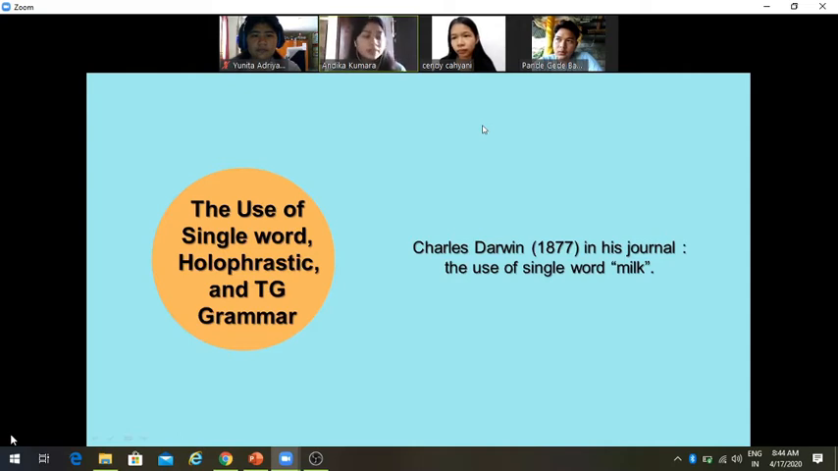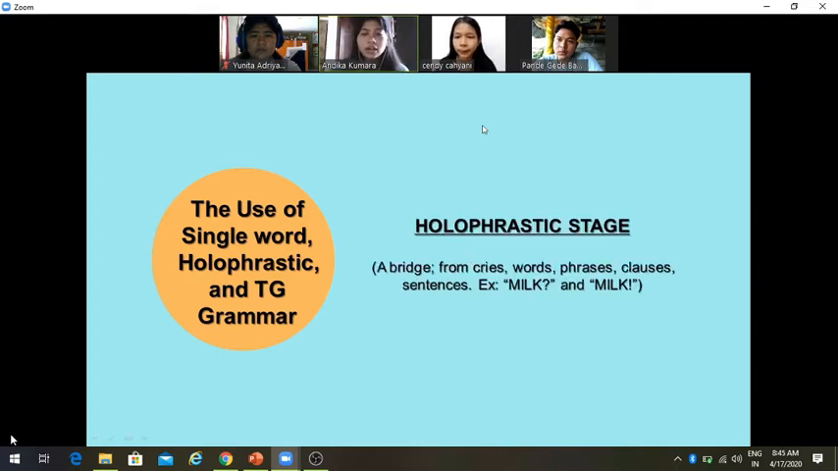The use of a single word as skeletal sentences is referred to as the holophrastic stage. The holophrastic stage is a bridge that transports the children from the cries to the words, phrases, clauses, and then sentences. For example, milk is often used as an abbreviation of "Do you have any milk?" and milk is often used as a truncation of "I'd like some milk."